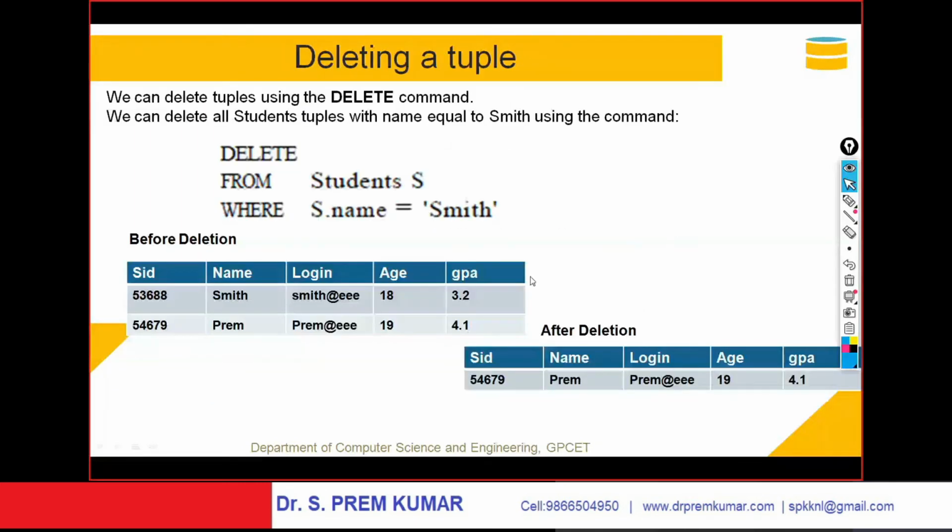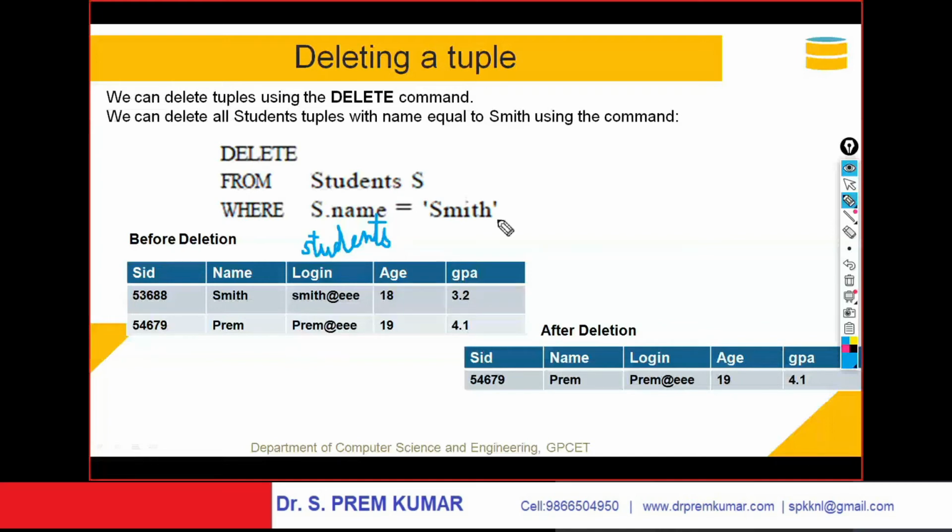Deleting. Now I want to delete. So this is the table. In this table, let me say you have Smith and you have Prem. There is data of Smith, there is data of Prem. There are two rows in the table. Let me say the name of the table is students. It is the students table. In this students table, you have some data.